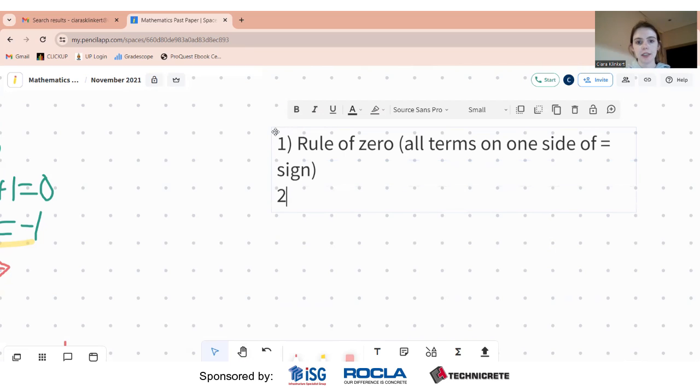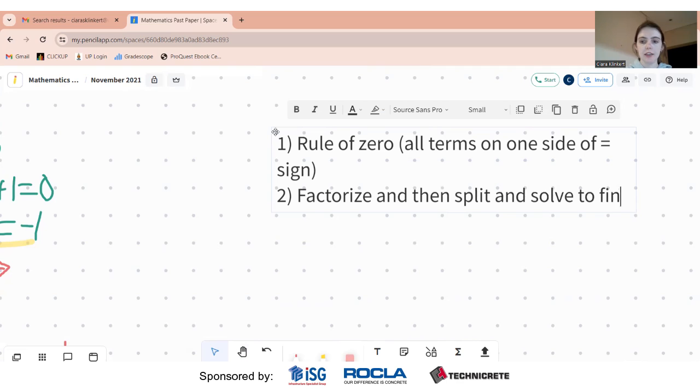Okay, the second step is to factorize, split, and then split and solve to find the critical values. Okay, the third step, not the second step, is to construct a number line.